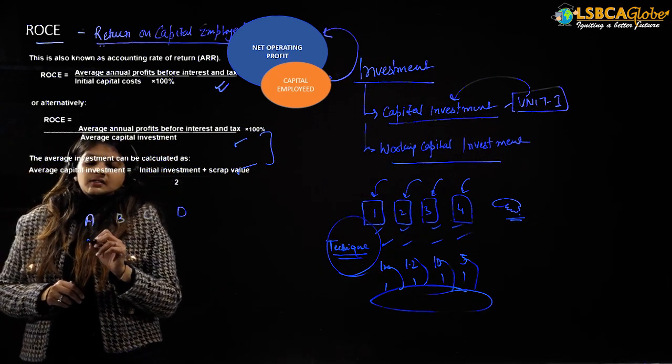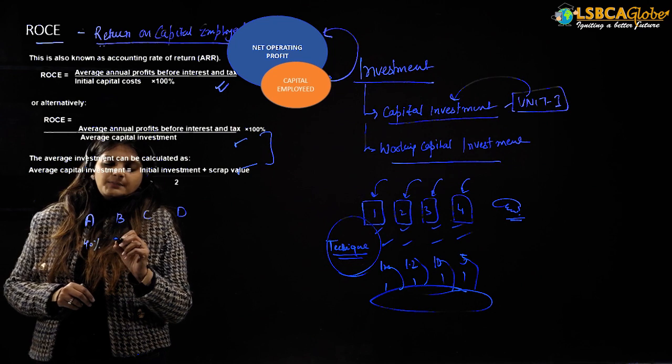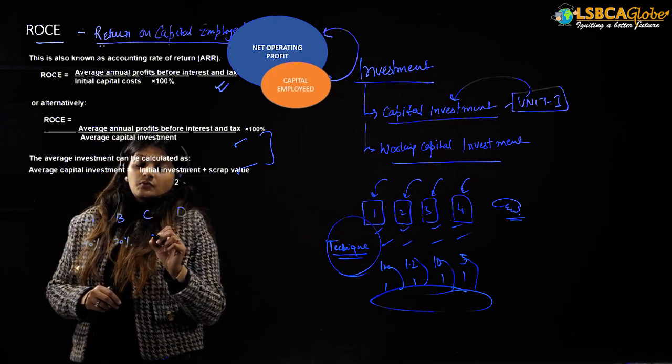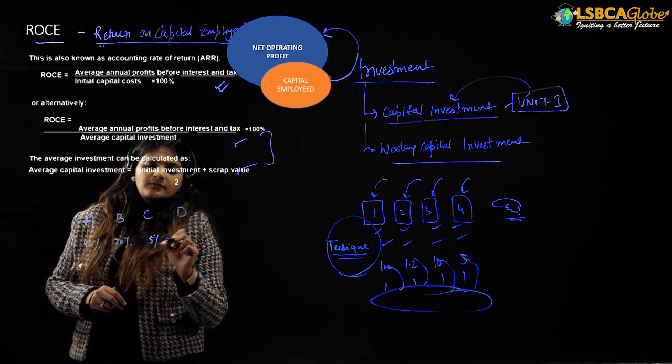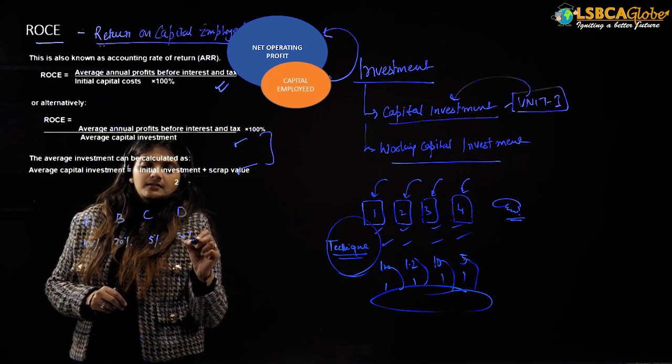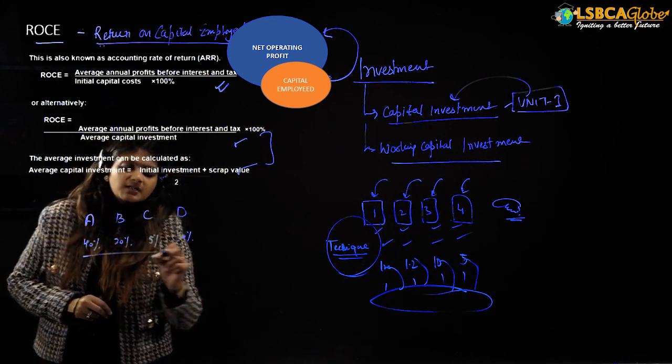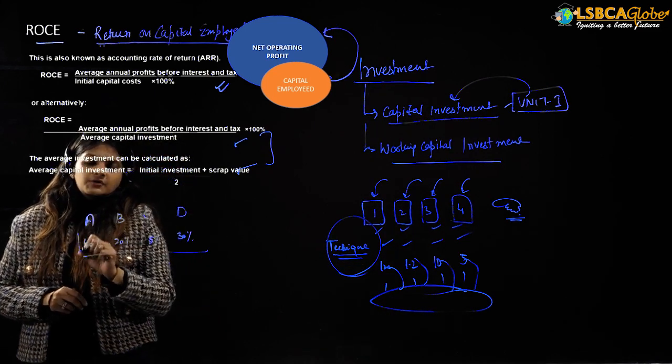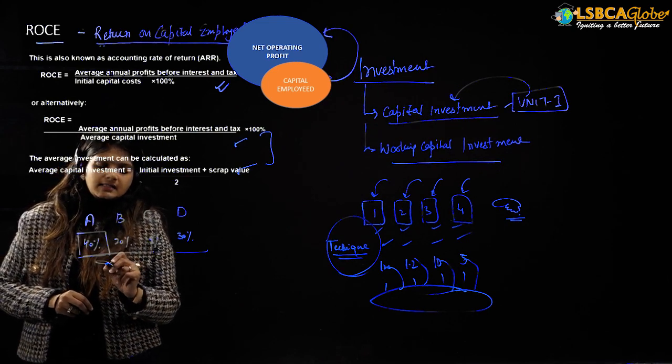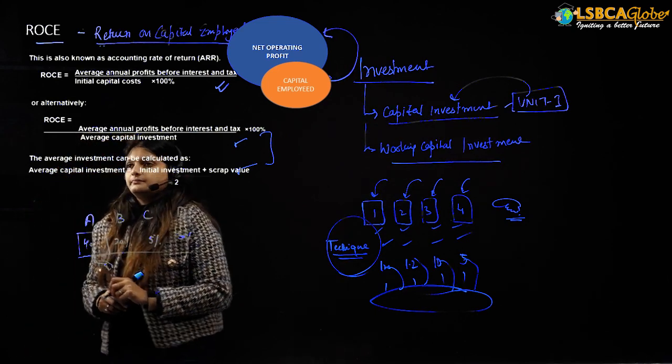A project ROC is given to you as 40%. B project ROC is 12% to 20%. C project ROC is 15%. D project ROC is 30%. Which project shall be selected? The project which has the highest ROC should be selected.